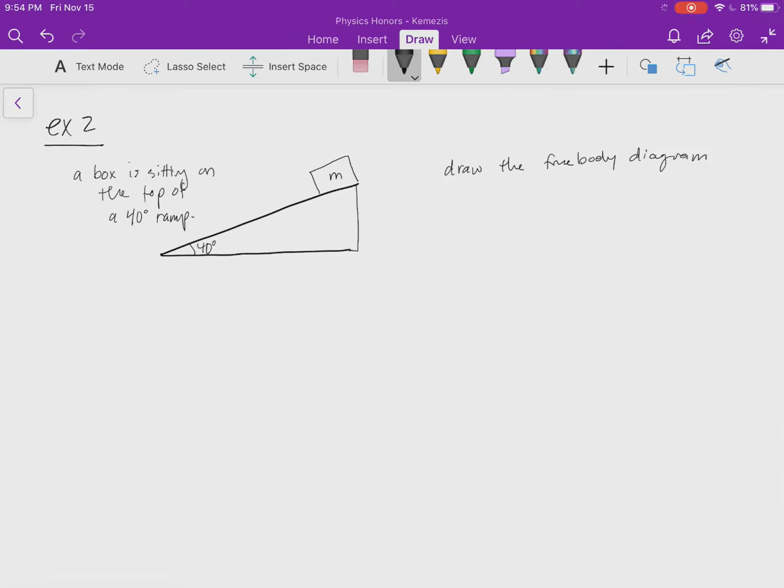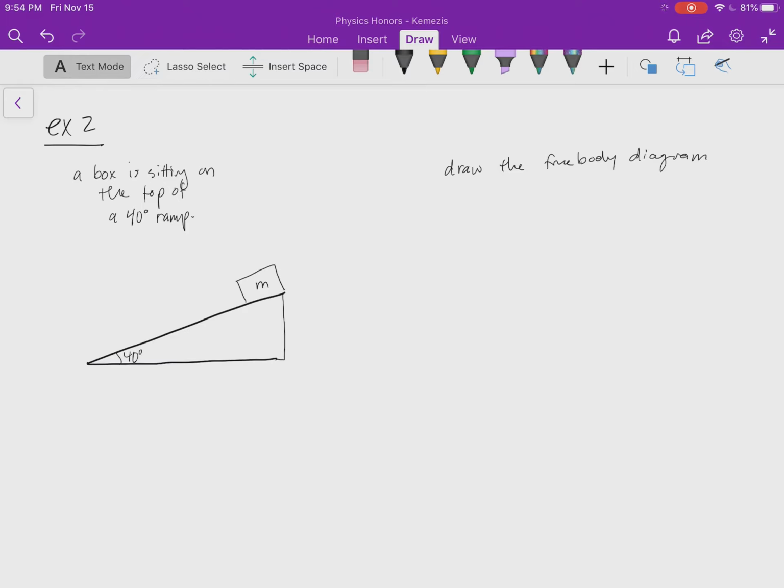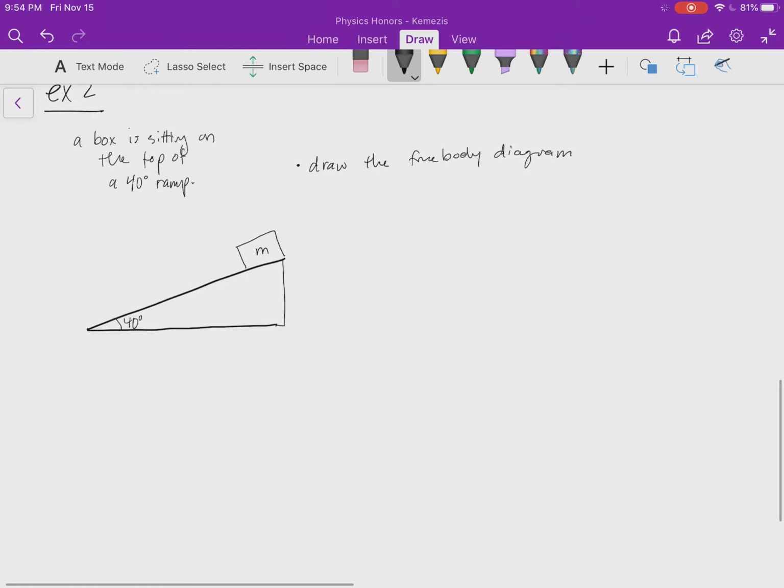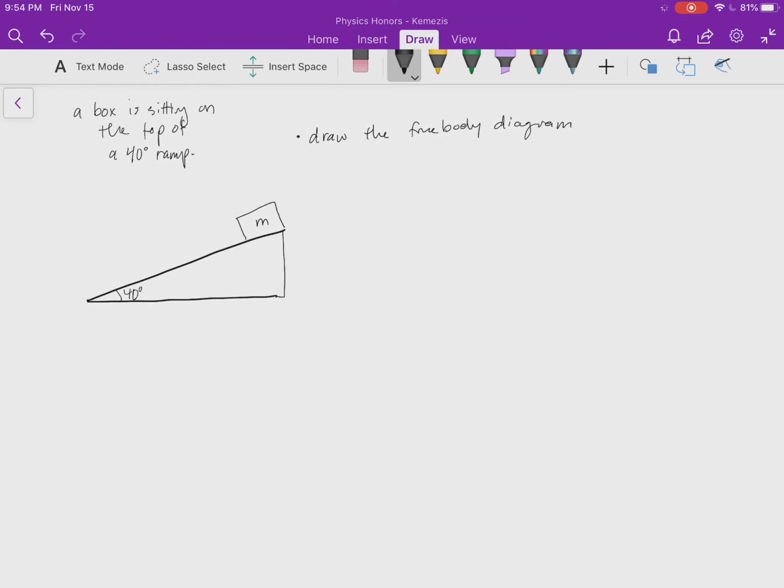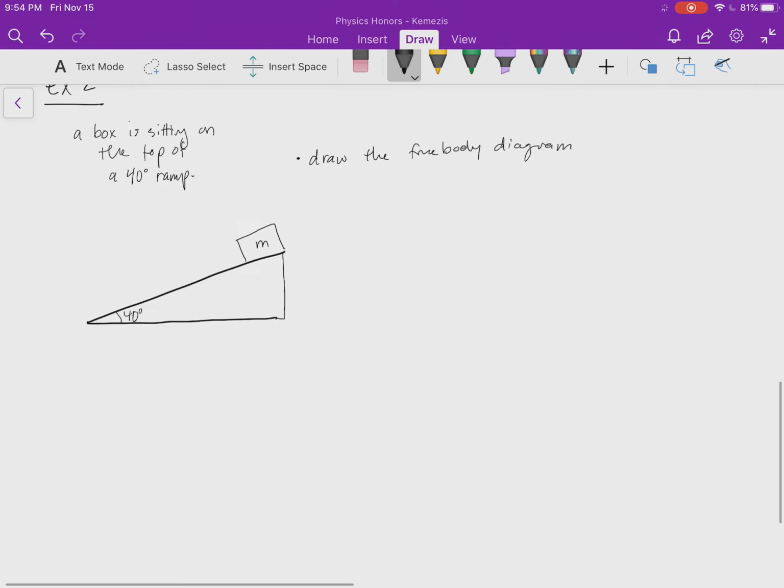So the second example we did was introducing ramps, and our example here is a box sitting on the top of a 40-degree ramp. So here's our picture of it. Maybe separate a diagram from words. And the thing that we are charged with doing is drawing the free body diagram of this object, okay?